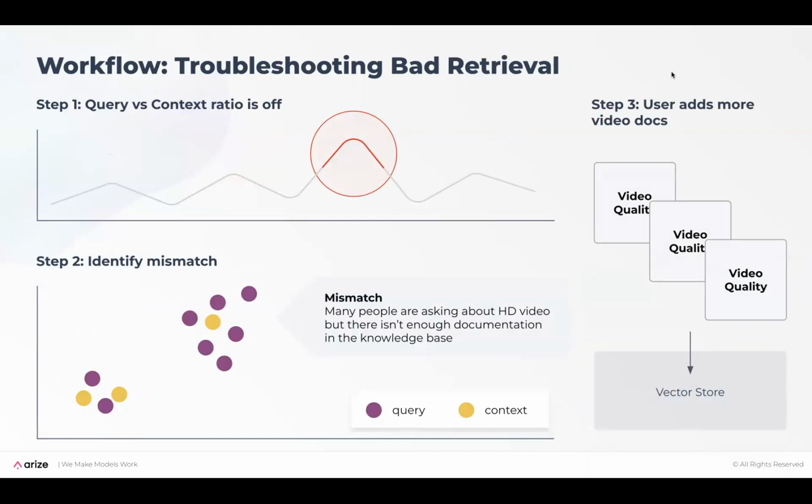You can see in this example that lots of queries are being asked about HD videos, but we don't have nearly enough context for our LLM to give them an appropriate response. So what we now know is the exact topic we're missing from our knowledge base. We can go in, add those to the vector store, and now our LLM has the data it needs to give good responses for that topic.